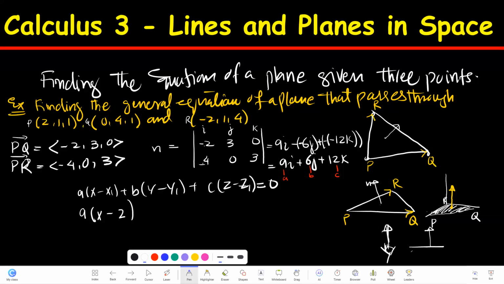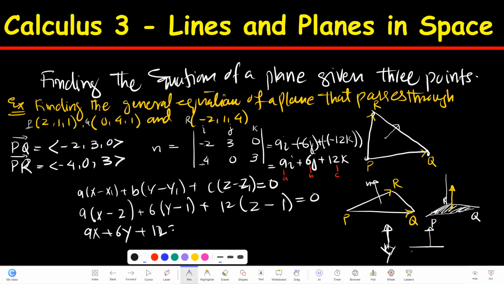So I'm using point P, at least this point for my standard point: P plus 6y minus 1 plus 12z minus 1. I have to simplify; I cannot leave it. So I'm going to multiply these two. What I did, I just multiplied x, y, z like that, and then solved the rest of them.